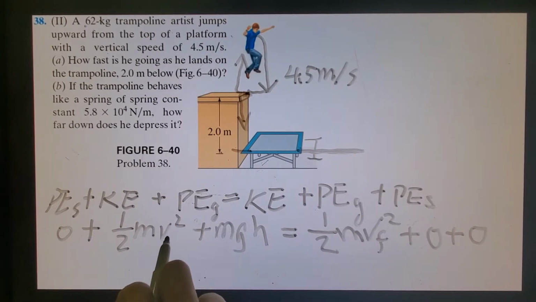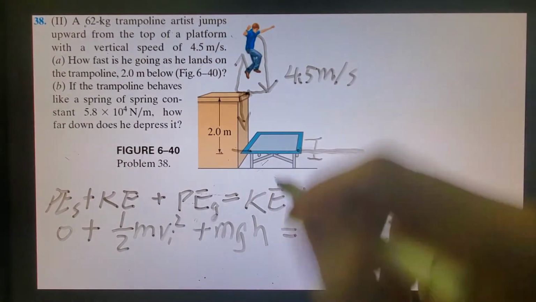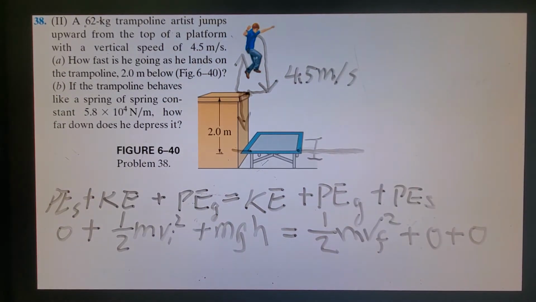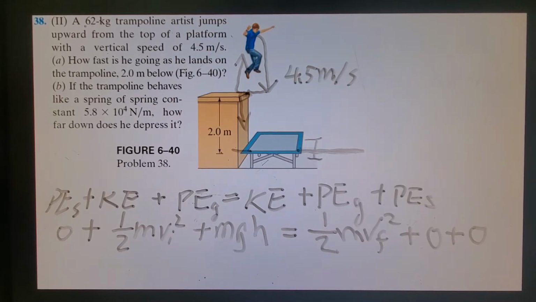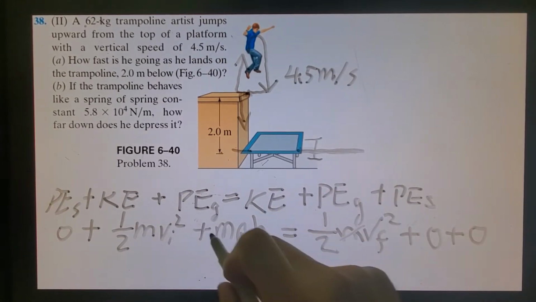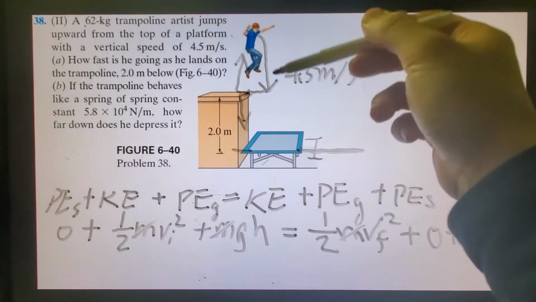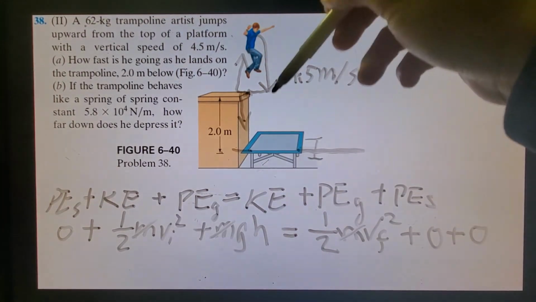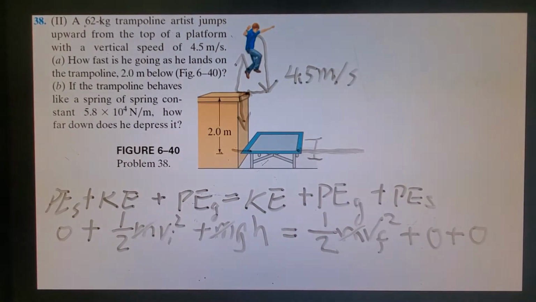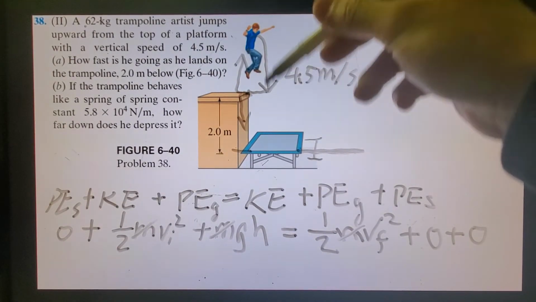Over here, the initial velocity is 4.5 meters per second. Now you may ask, should it be positive or negative? Actually, it doesn't matter. Why? Because we are going to square it. If it's positive, the square will be positive. If it's negative, the square will still be positive. We can cancel the m everywhere. That means it will be independent of the mass of this person. So for 62 kilograms, when you jump, right before hitting the trampoline, it will be independent of the mass.